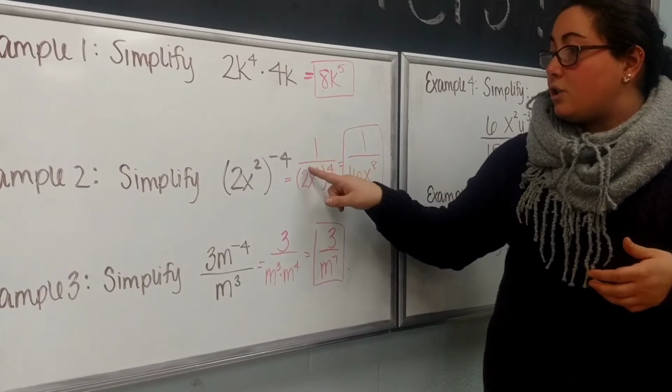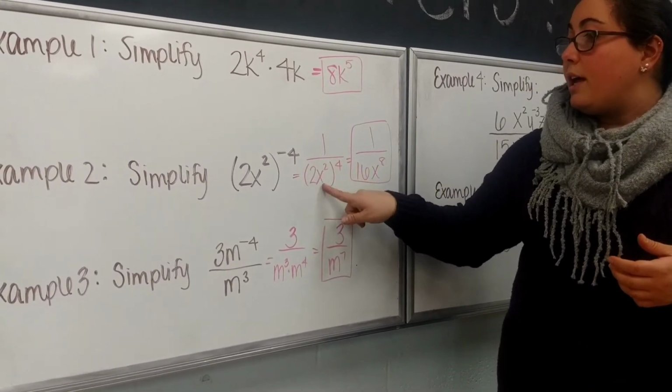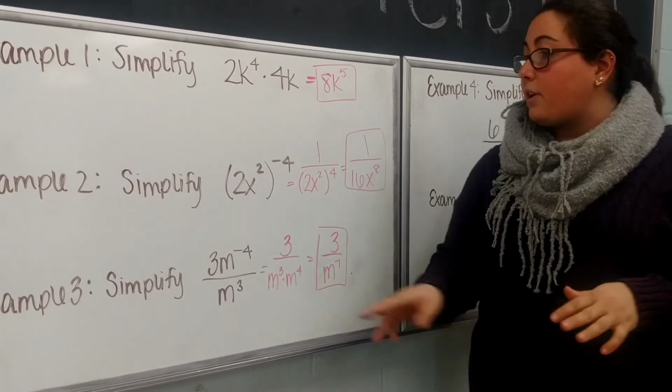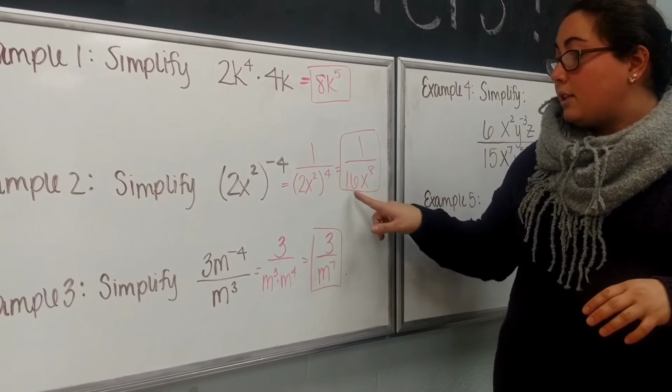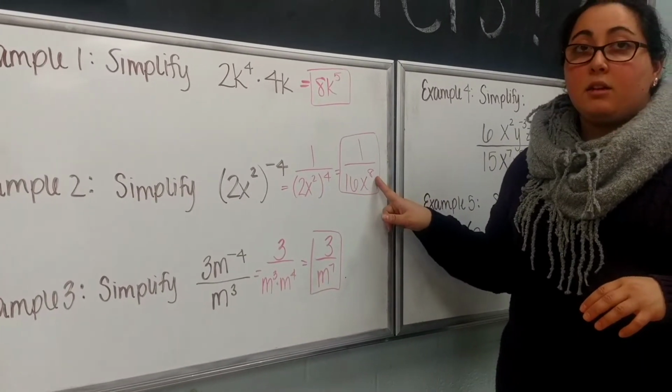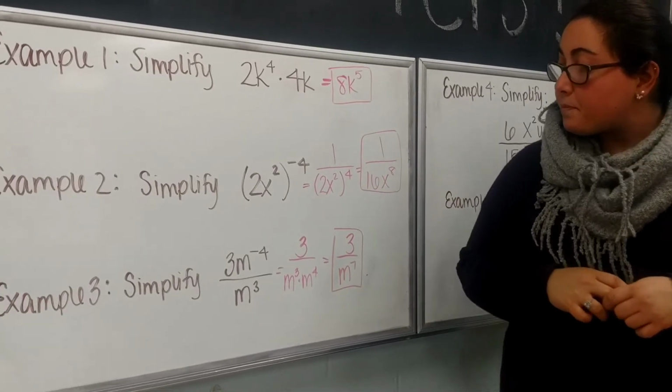This 4 does get distributed to each of the 2 and the x. You treat it as its own separate thing. So every variable is going to be different. Every number is going to be different. So 2 to the 4th is 16, and x squared to the 4th is x to the 8th, because again, power to power, you multiply.